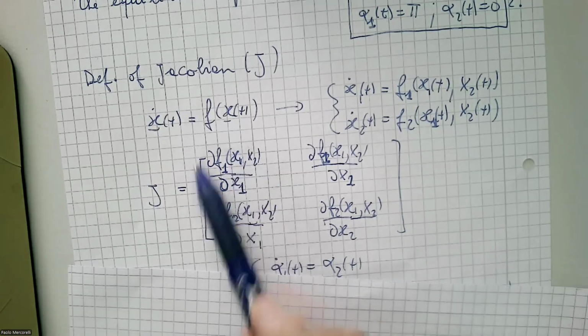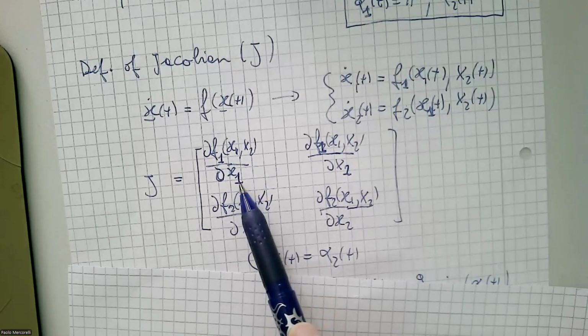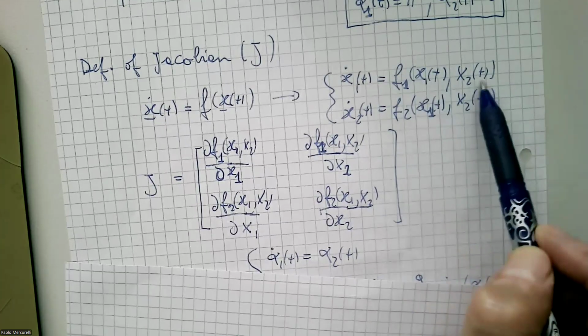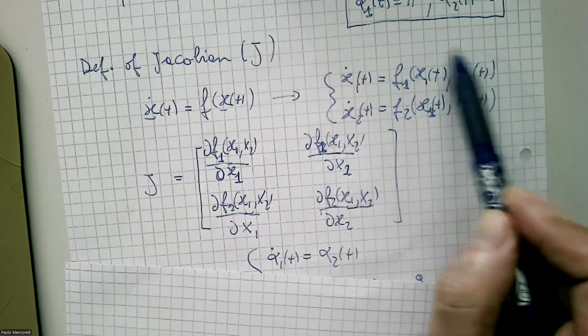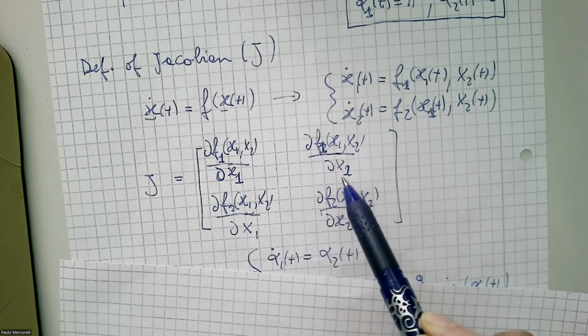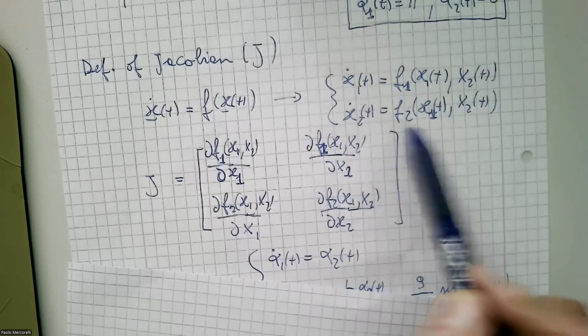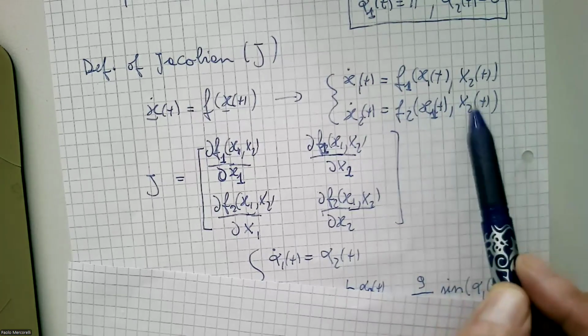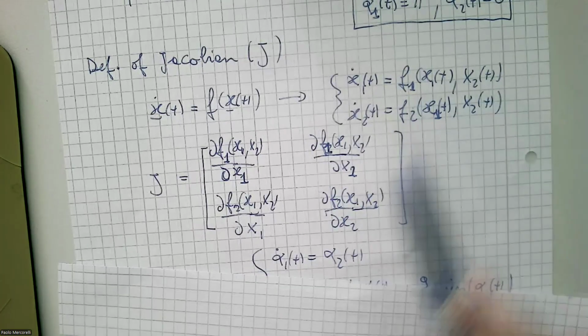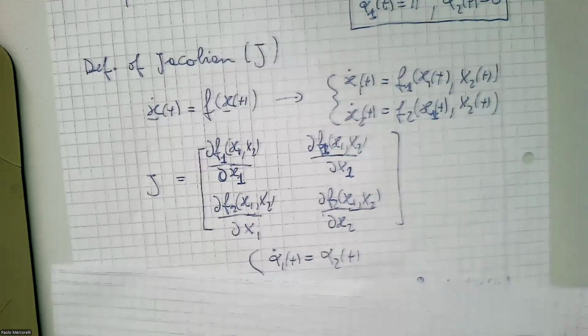Here we have the derivative of f1, which is alpha 2, with respect to alpha 1, and the derivative of alpha 2 with respect to alpha 2 itself. And here it's quite similar: the derivative of this expression with respect to alpha 1, and here the derivative of this complex expression with respect to alpha 2. Let me see what happens in our case.